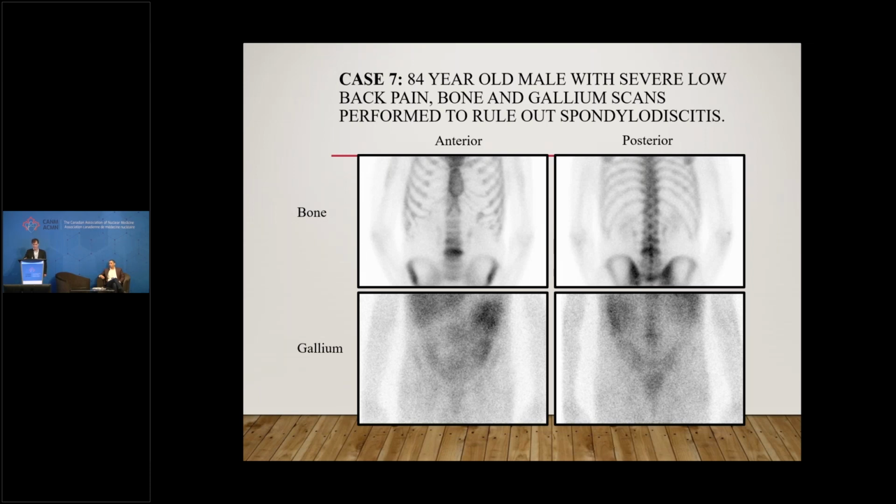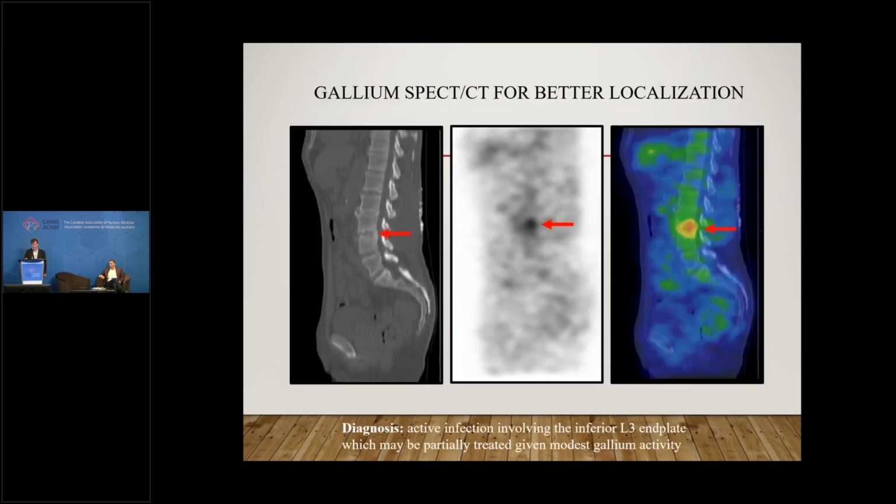But we did a SPECT CT. The SPECT CT shows increased gallium activity that is localized deep in the intervertebral space of L3, L4, and that was considered to be partially treated infection despite the modest gallium activity.